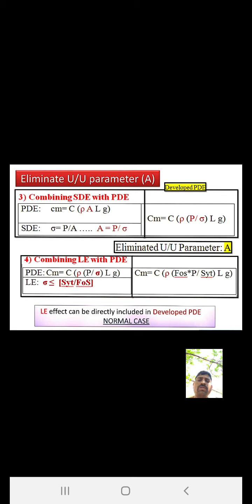Then the limiting equation: sigma is less than or equal to SYT divided by factor of safety. If you put sigma equal to SYT divided by factor of safety in that equation, you will get C in bracket rho, which means factor of safety into P divided by SYT into L into G. The limiting equation's effect can be directly included to develop the primary design equation in the normal case.